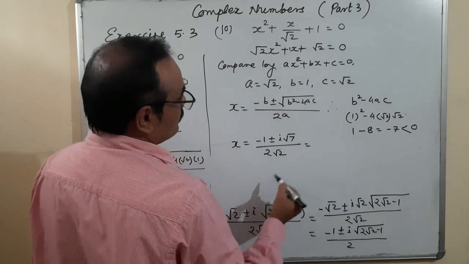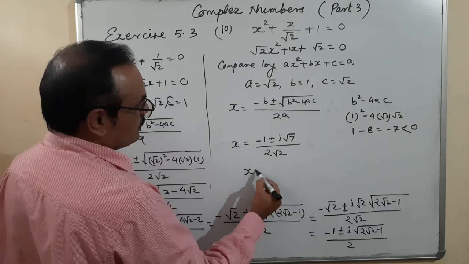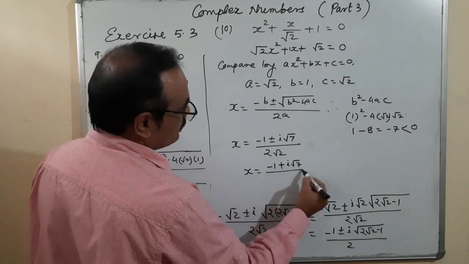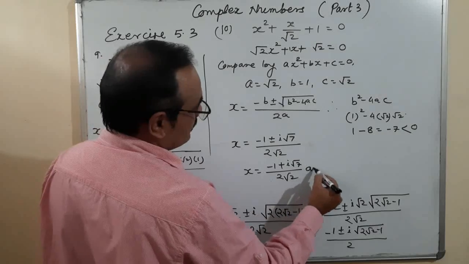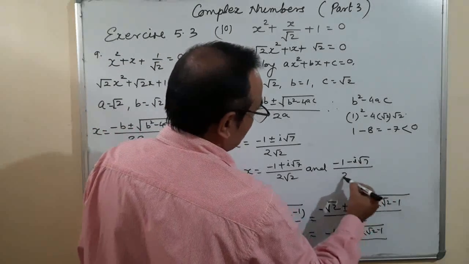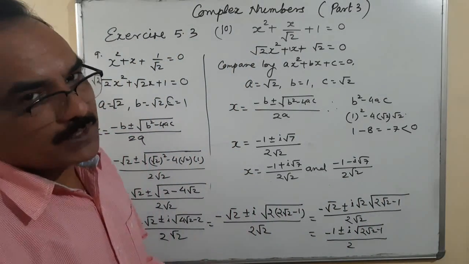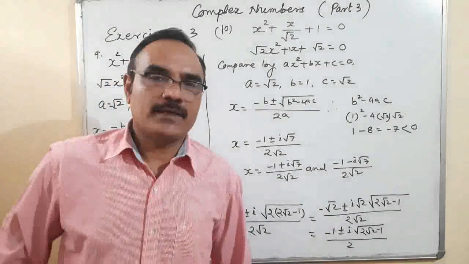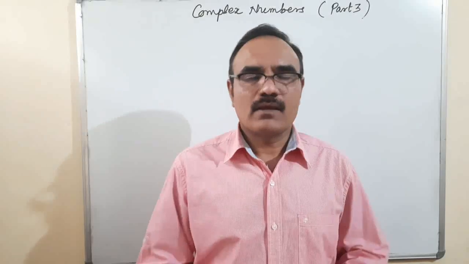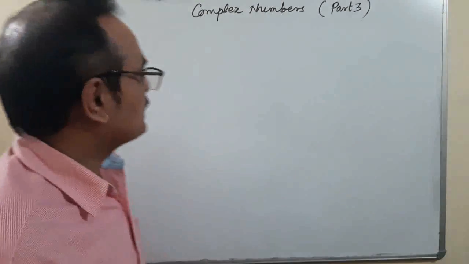So therefore the roots are, simply write here the two values, x is equal to minus 1 plus i root 7 upon 2 root 2 and minus 1 minus i root 7 upon 2 root 2. There are two imaginary roots of this quadratic equation. Okay, so that's all. This is exercise 5. Now let's start the miscellaneous exercise of complex numbers.